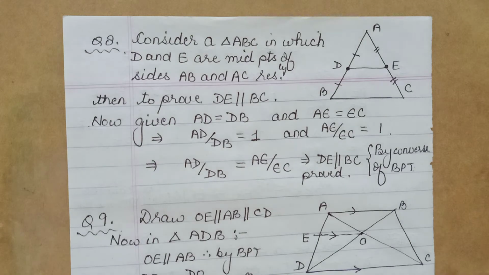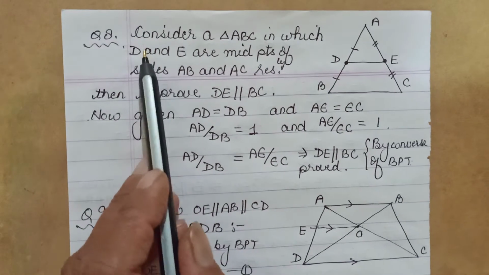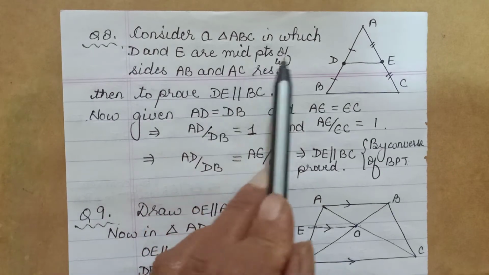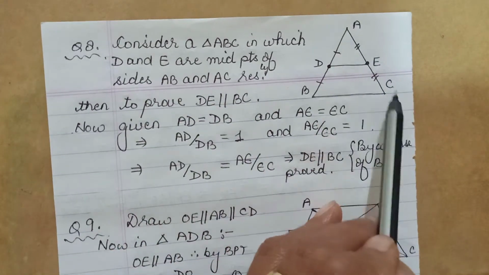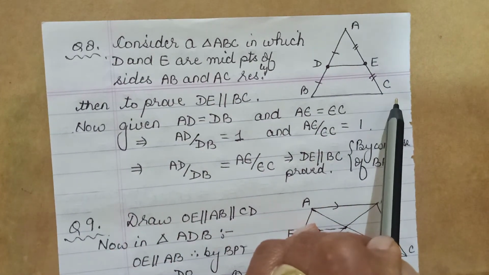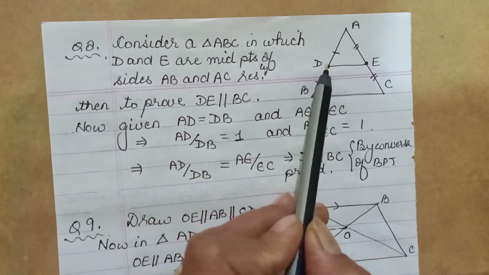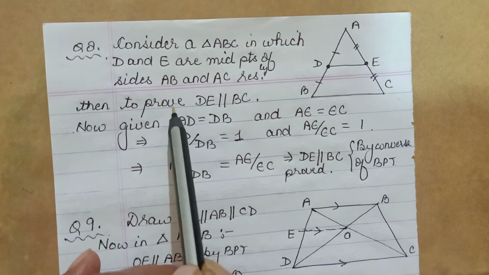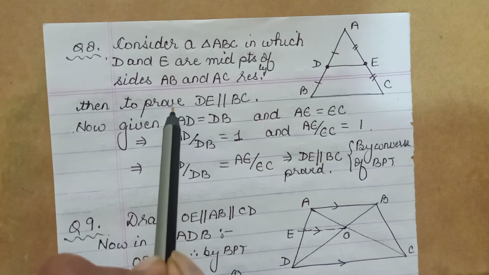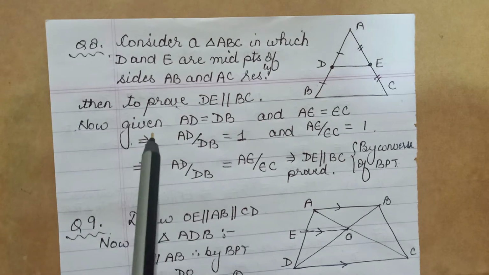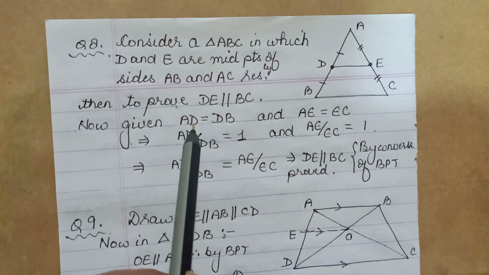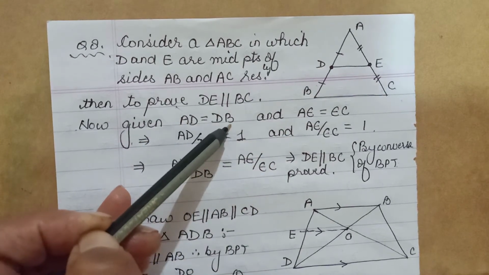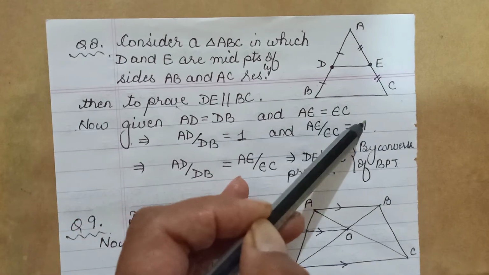So again, what is given you will write here. Consider a triangle ABC in which D and E are midpoints of sides AB and AC. That was told to you. And what did you have to prove? That the line joining DE will be parallel to the base BC. This is what you have to prove. Now, since you are given D and E as midpoints, these portions will be equal. So I have written, given AD is equal to DB and also AE is equal to EC.